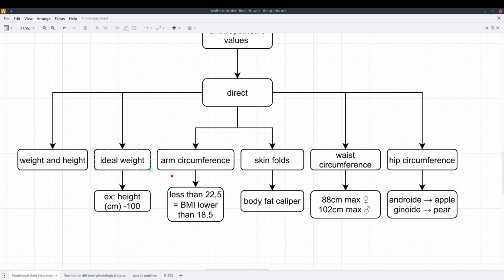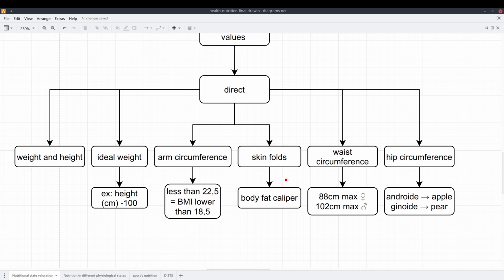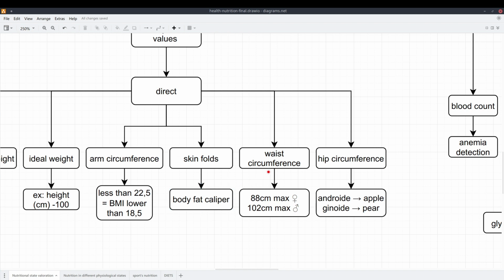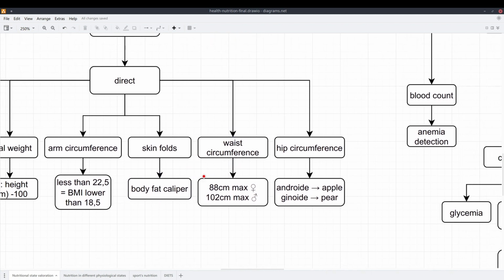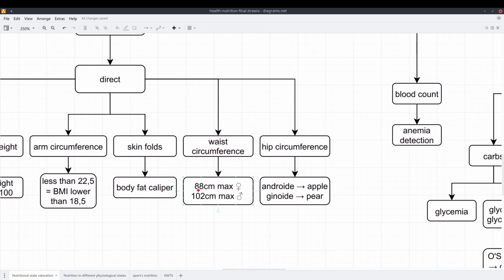Another direct method is the arm circumference, less than 22.5 centimeters. It means that your body mass index is lower than 18.5 and you are at risk, you are underweight. The skin folds, using a body fat caliper. The waist circumference, which must be below 88 centimeters in women and 102 centimeters in men, because over these values you are at risk of cardiovascular diseases.